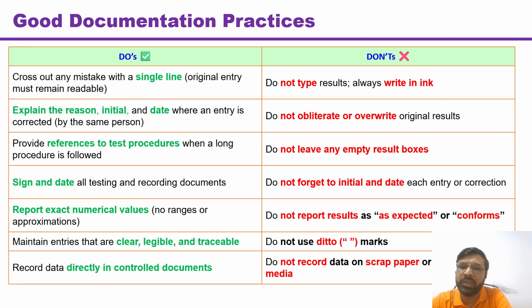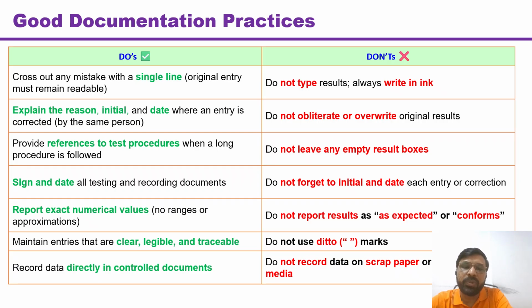Do not type results, always write in ink. This should not happen. Explain the reason, initial and date when the entry is corrected. It should be proper practice that if some mistake happened, it should be recorded with the reason, so that it will support data integrity. Do not obliterate or overwrite original results. It should indicate the manipulation.